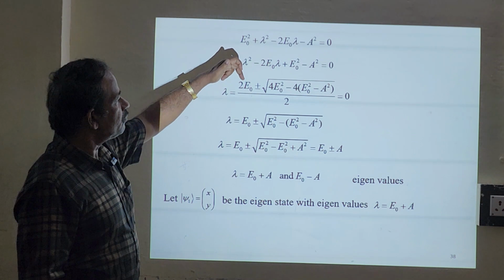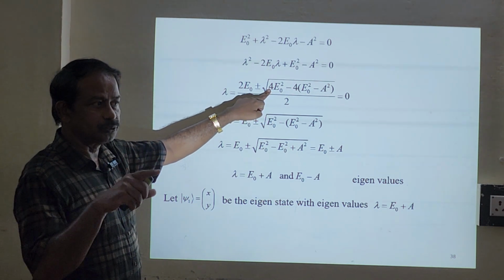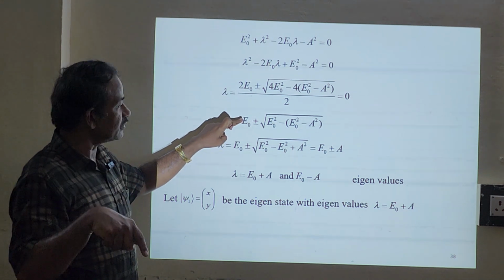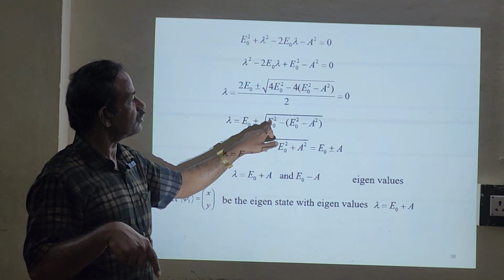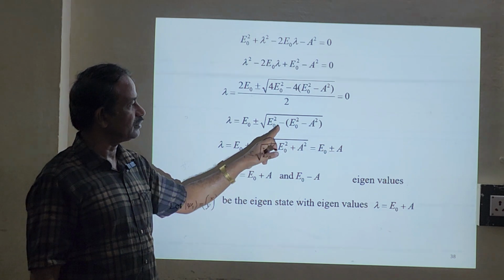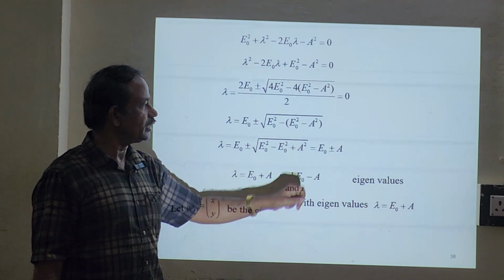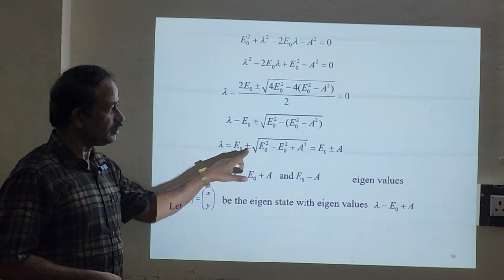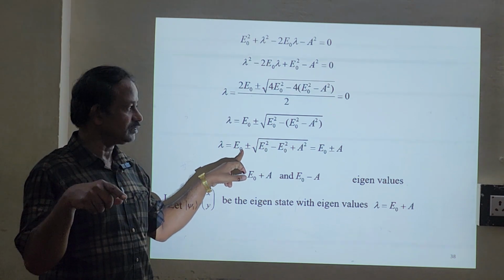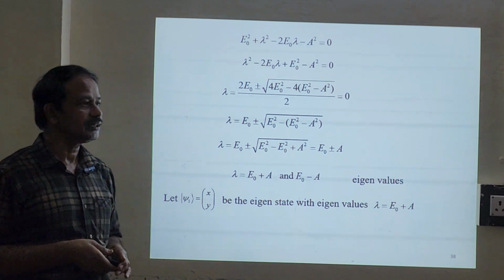Now what we can do is pull 4 out, so that will be 2. Dividing by 2, you have E naught, plus or minus root of E naught squared minus E naught squared plus A squared. Taking the minus inside, this one and this one cancel. So you will get E naught plus or minus A, since the root of A squared gives you A. So one answer will be E naught plus A, and the other answer will be E naught minus A.